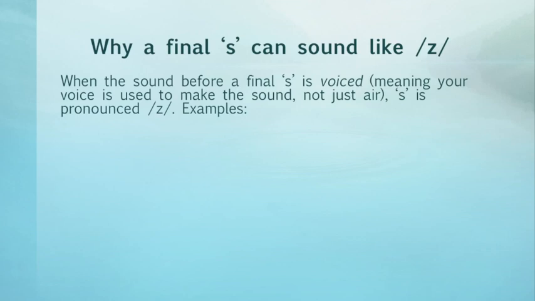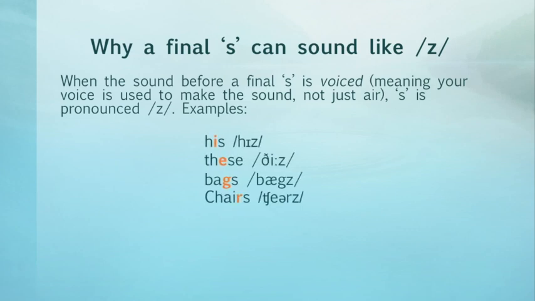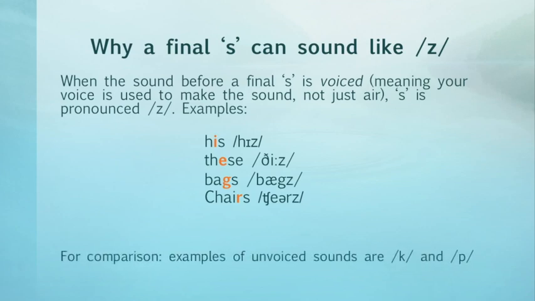Just a brief note on why a final S can sound like Z. When the sound before a final S is voiced, meaning your voice is used to make the sound, not just air, then S is pronounced Z. Here are a few examples. All vowels are voiced, so we've got I in his and E in these, but also consonants like g in bags and r in chairs. For comparison, a couple of examples of unvoiced sounds where you just use air and your lips, teeth, tongue, or throat are k and p. No voice.